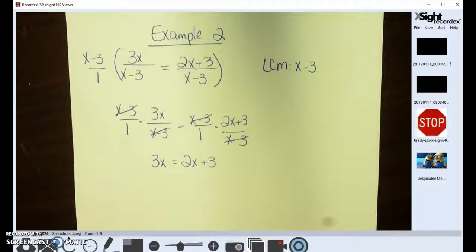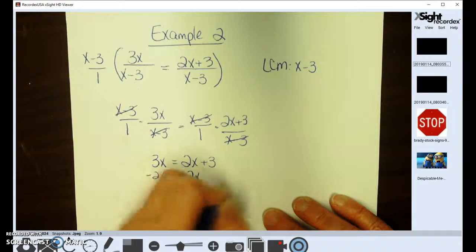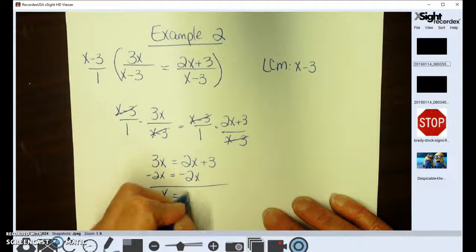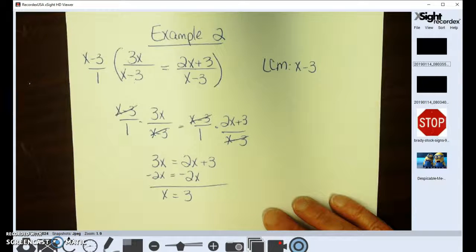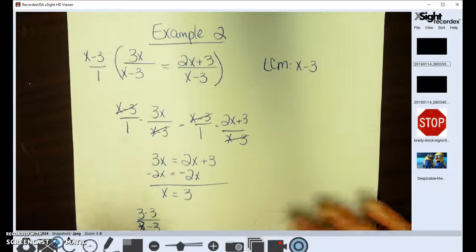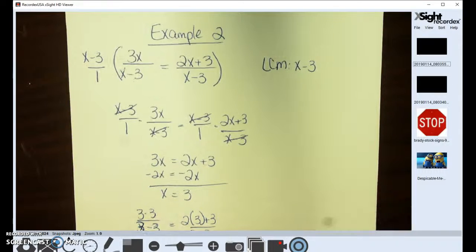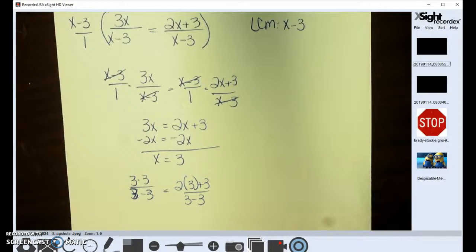So again, I'm just going to solve this equation. Let's get the x's all over to one side, so let's subtract 2x here and here. So I get x equals 3. Now the last thing I have to do is plug it into the original equation. So I get 3 times 3 over 3 minus 3 equals 2 times 3 plus 3 over 3 minus 3. So I just replaced the x's with 3.